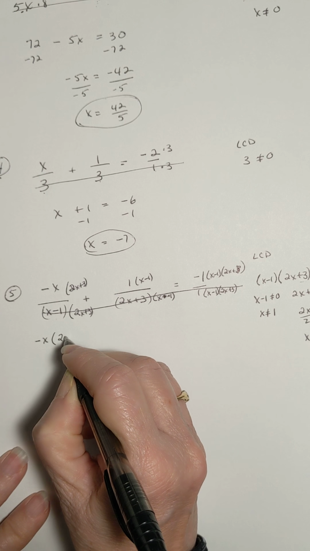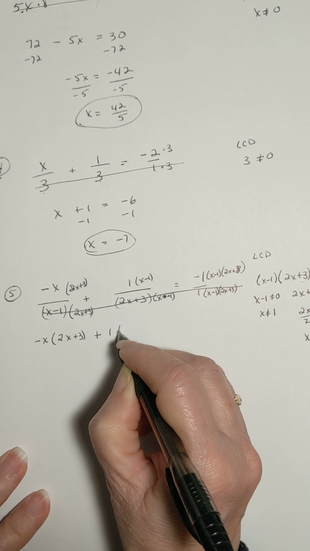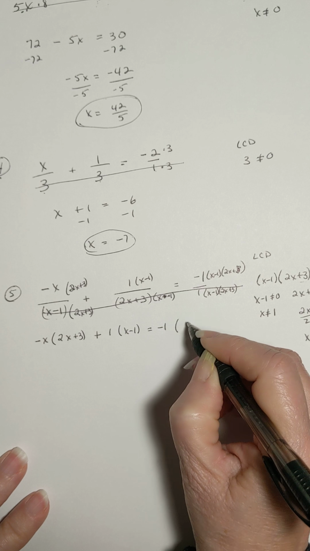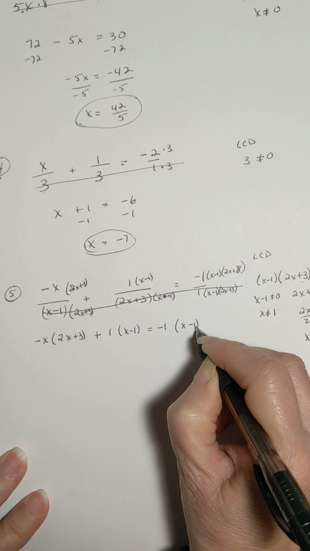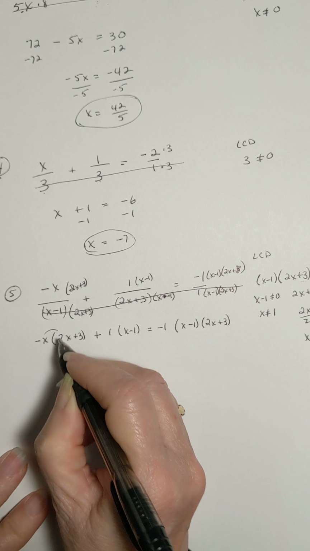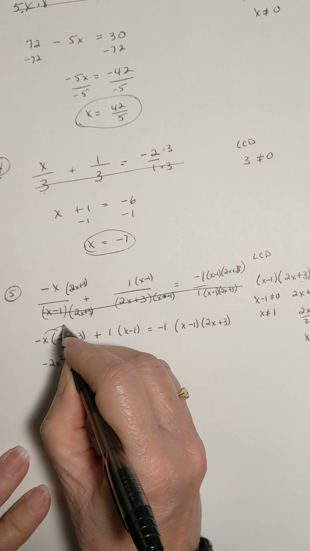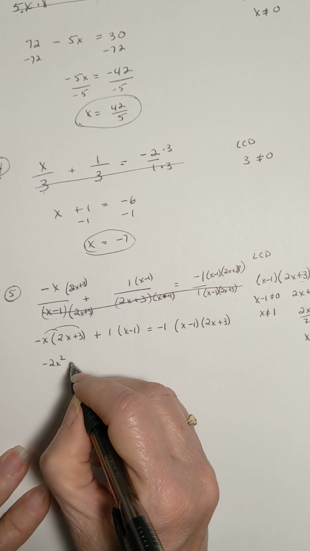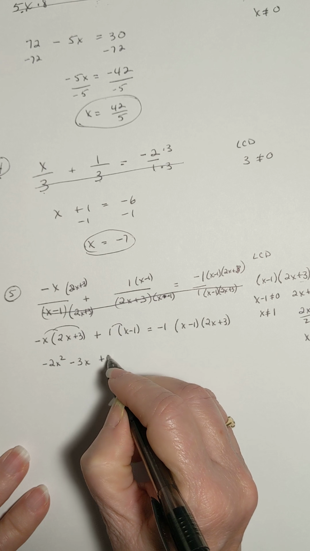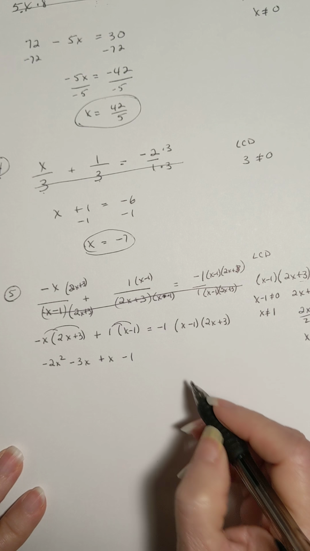And I have negative x times 2x plus 3 plus 1 times x minus 1 is equal to negative 1 times x minus 1 times 2x plus 3. So negative x times 2x, negative 2x squared. Negative x times 3, negative 3x. 1 times x, plus x. And 1 times negative 1, negative 1.